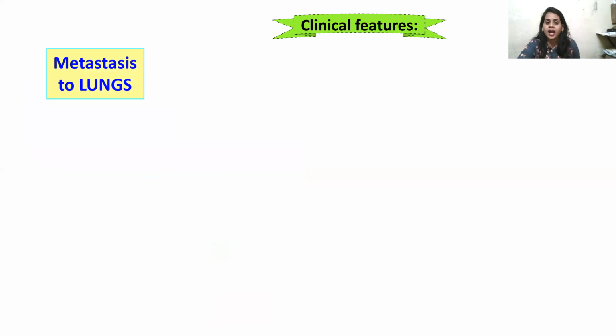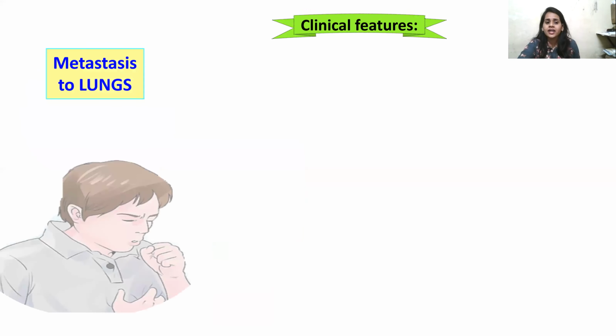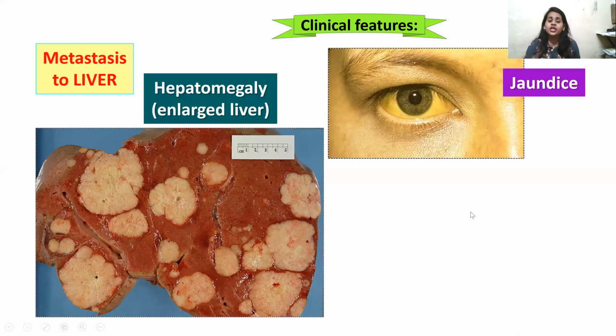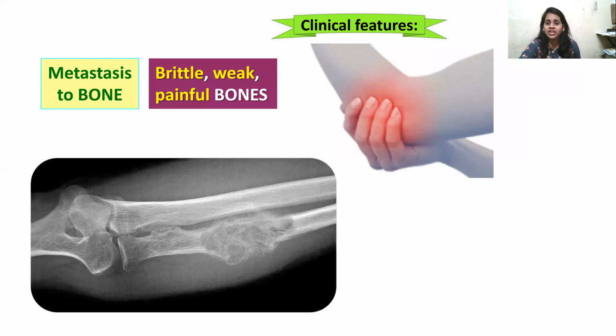अगर lungs में spread हो रहा है तो symptoms could be like shortness of breath, difficulty in breathing, hoarseness, coughing, because it has spread to the lung, वहां पर lungs के symptoms develop होंगे. अगर liver पे spread हो रहा है तो it may lead to jaundice, it may lead to hepatomegaly, that is enlarged liver. So wherever it is spreading, it will produce the symptoms of that specific organ. Okay. If it has spread to the bone, the bone will become weak, brittle, and painful.